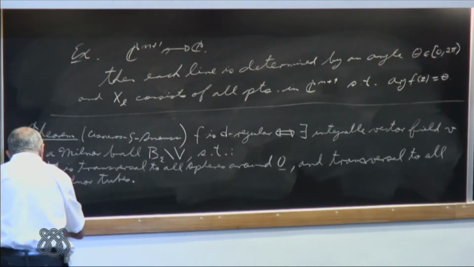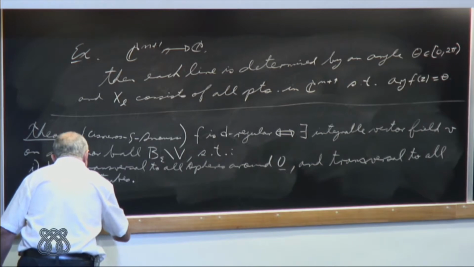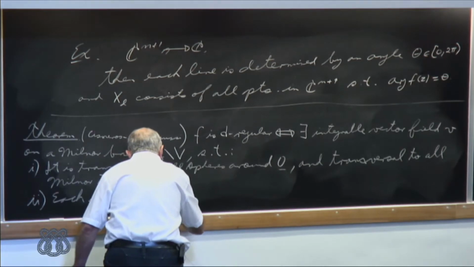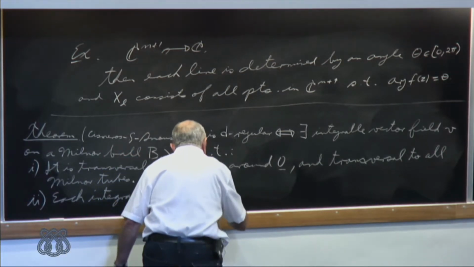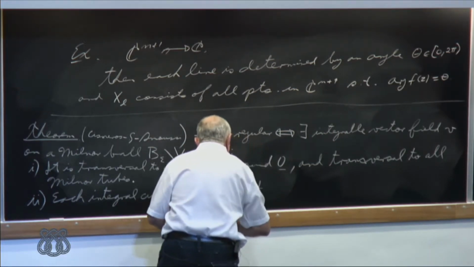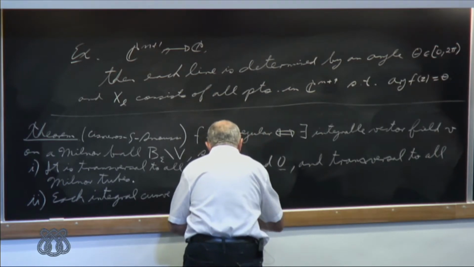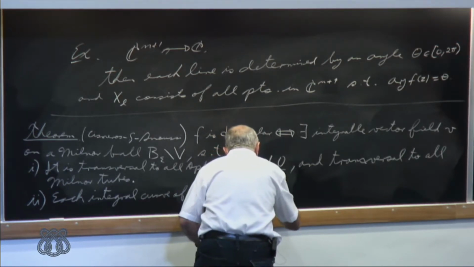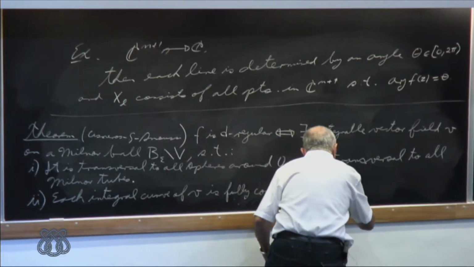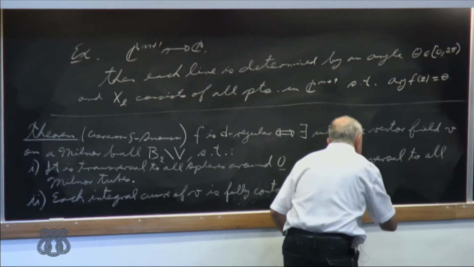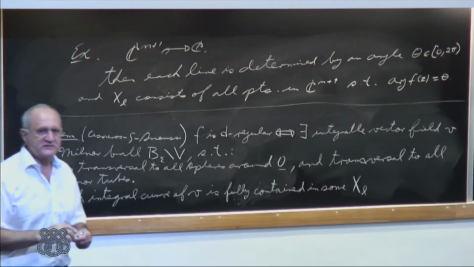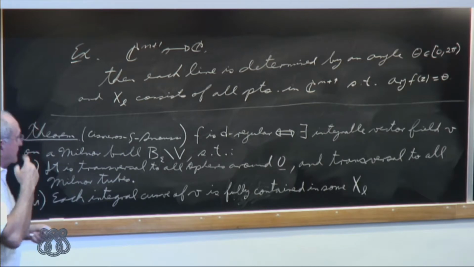And each integral curve of V is fully contained in some element of the pencil. So each element of the pencil is foliated by the integral curves of this vector field.